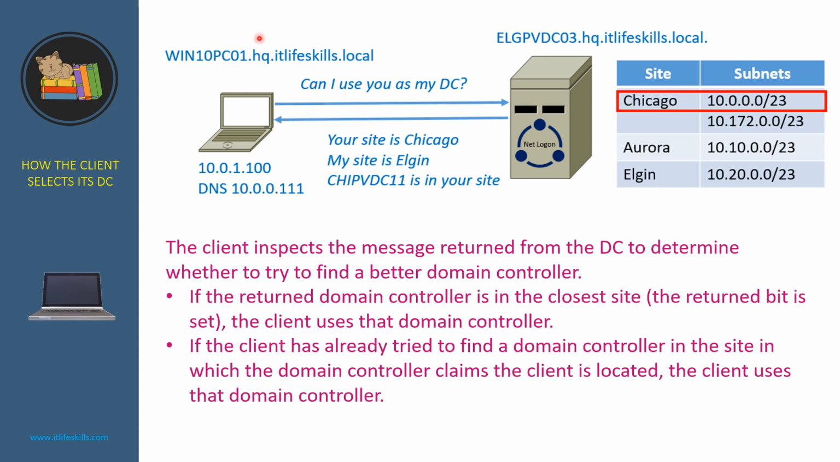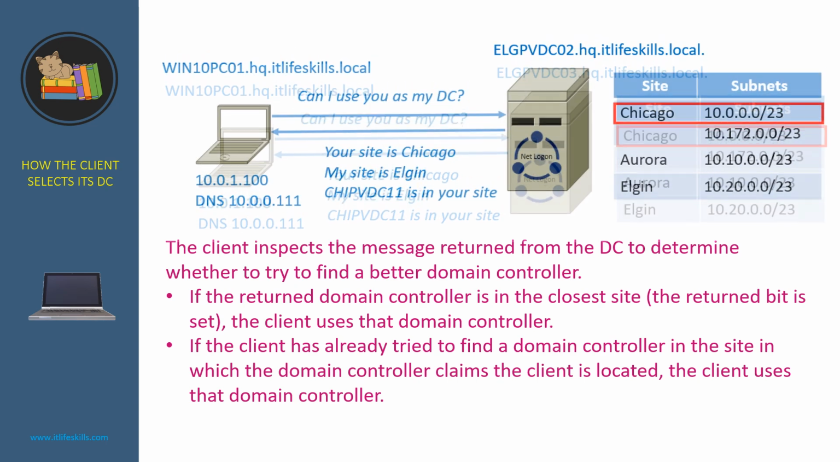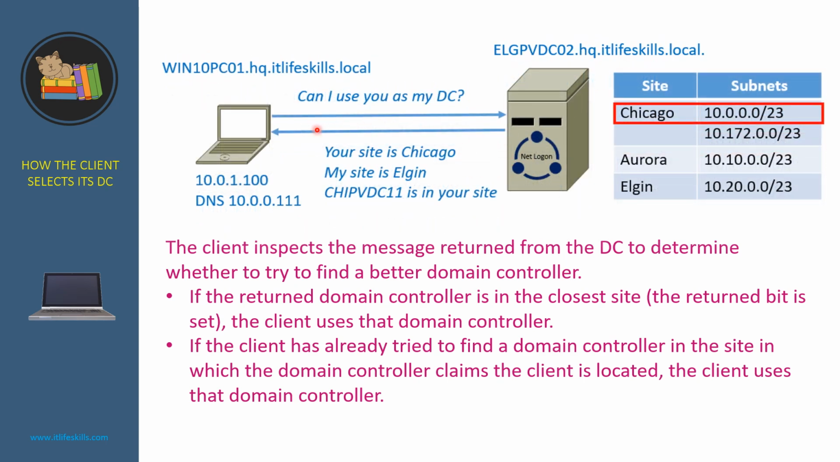Now let's take a look at this diagram. As you can see, this is a message returned from LHPVDC03. It informs the client that the client is in Chicago site and it is in Elgin site, and CPVDC11 is in the client site. So in this case, the client just dropped the message because it had already tried to find CPVDC11. Similarly, this is a message from LHPVDC02 from the same Elgin site. So the client just dropped the message.